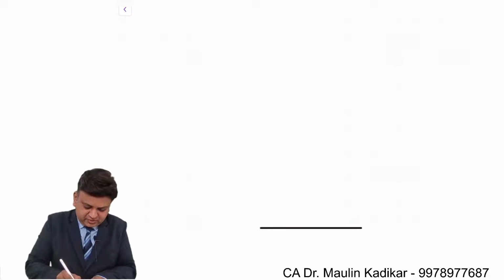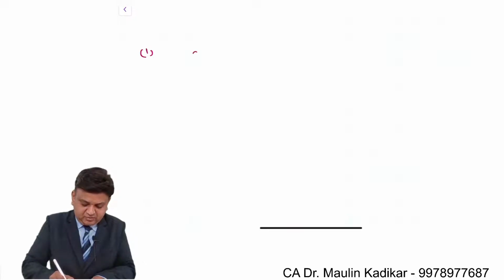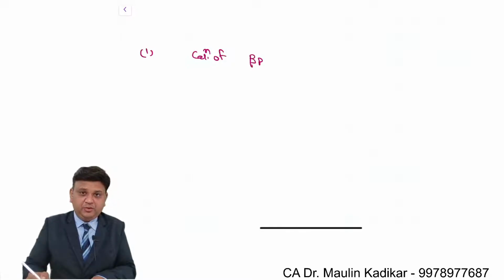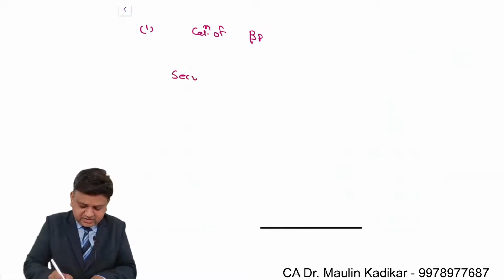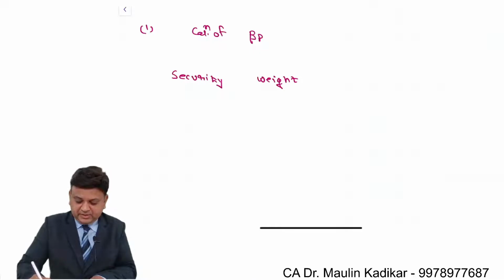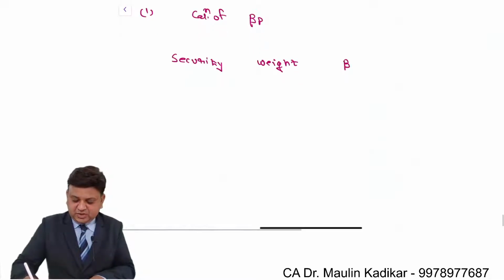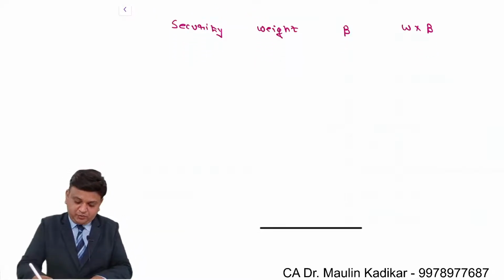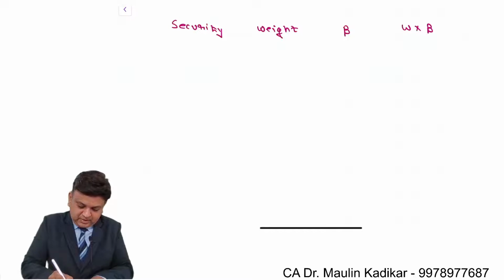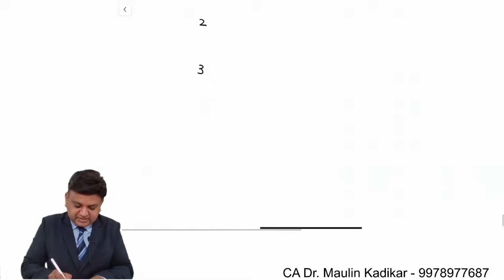For the answer of the first question, write down the calculation of beta of the portfolio. How will it be calculated? Simple weighted average. Column number 1 is security, column number 2 is weight, column number 3 is beta, and the last column is weight into beta. That is the way we will have the beta of the portfolio. First security, second security, and third security. That is the way we will have the total.